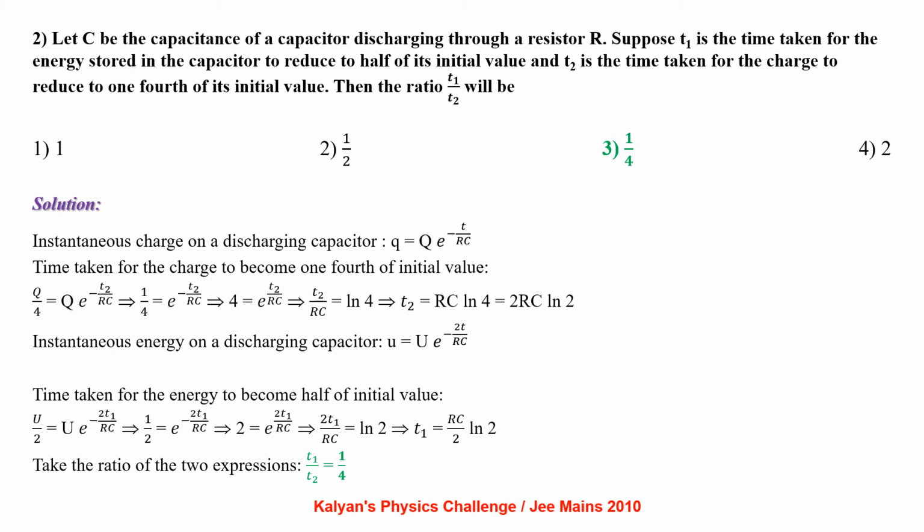Then the instantaneous energy on a discharging capacitor is given by the formula U equals capital U e power minus 2t by RC, where capital U is the initial energy stored in the capacitor. Now since the energy has to become half of the initial value, we can write U by 2 equals U into e power minus 2T1 by RC, that is half equals e power minus 2T1 by RC. Upon simplification, we get T1 equals RC by 2 log 2. Then the ratio T1 by T2 comes out to be 1 by 4.